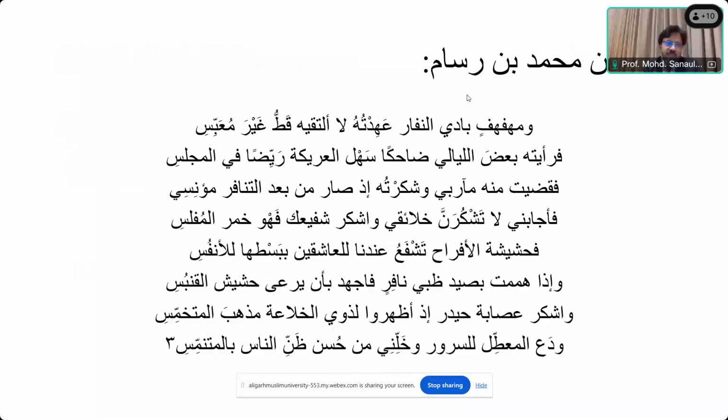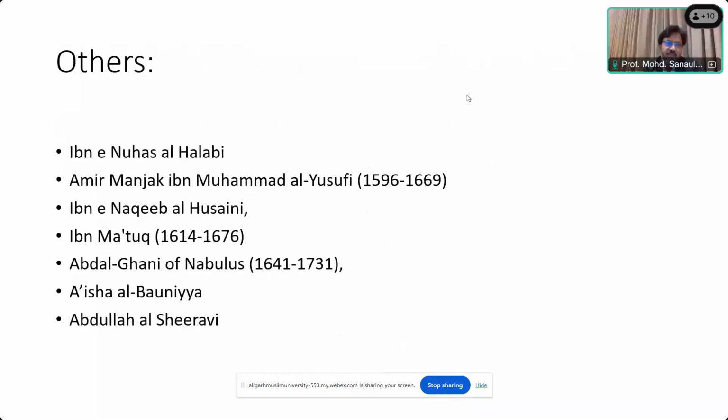Ahmed ibn Muhammad ibn Rassam was also another poet. Among the others, we have Ibn al-Nuhas al-Halabi, Amir Manjak, Ibn Muhammad al-Yusufi, Ibn al-Naqib al-Husayni, Ibn Ma'atuq, Abdul Ghani al-Nabulusi, Aisha Ba'uniya, and others.